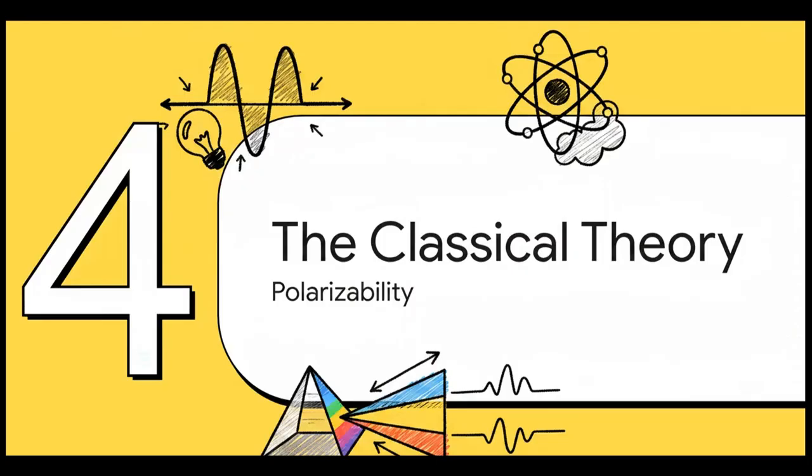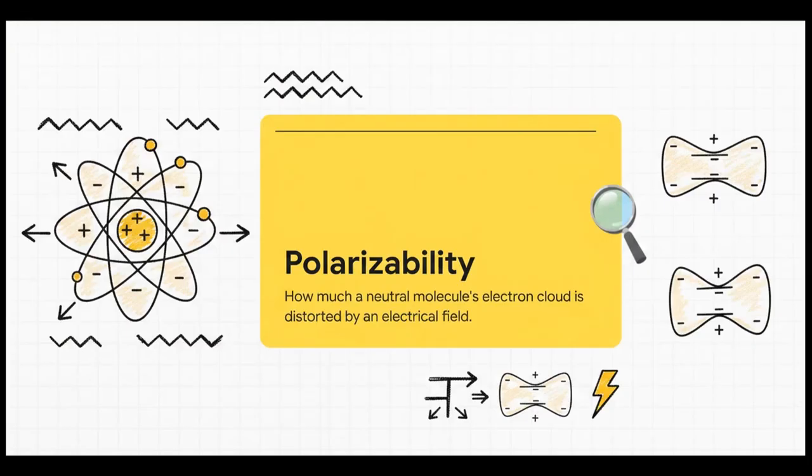Section 4. The classical theory, polarizability. Okay, so the classical theory for all this relies heavily on a concept called polarization. Just imagine an electrically neutral molecule. It's got this cloud of negative electrons sort of surrounding the positive nuclei. Polarization is simply the extent to which that squishy electron cloud can be stretched out or distorted when you expose it to a uniform electrical field.